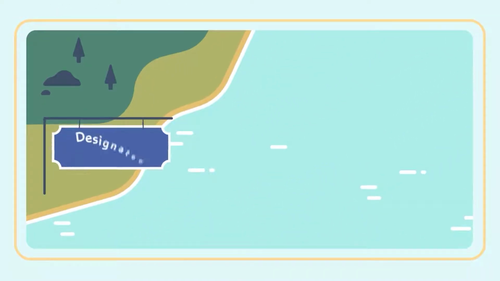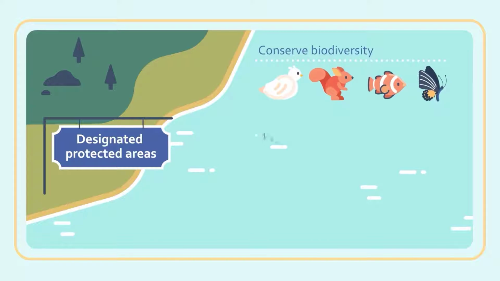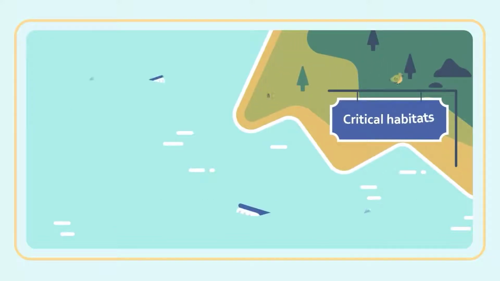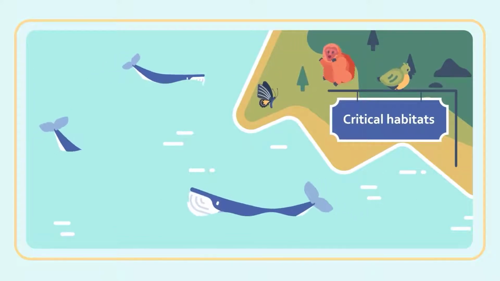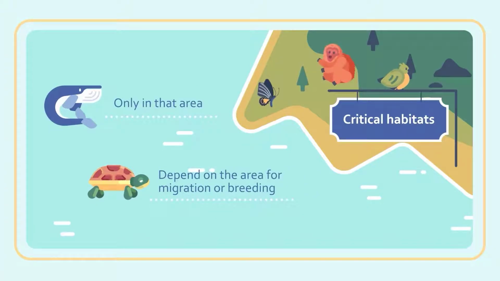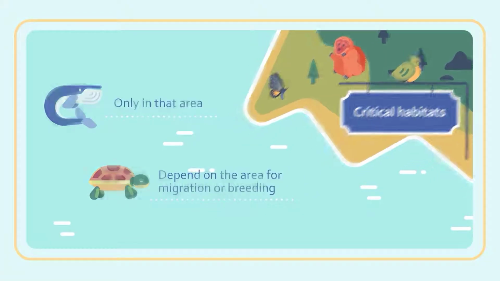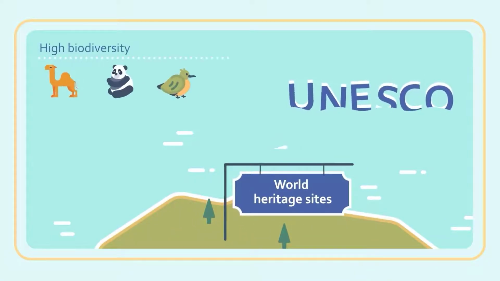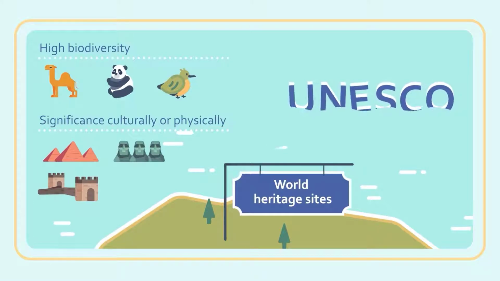Designated protection areas are places that are regulated to conserve biodiversity and natural or cultural resources. They may be habitats for endangered or threatened species, or species found only in that area, or that depend on the area for migration or breeding. World Heritage Sites are areas with high biodiversity or significance culturally or physically.